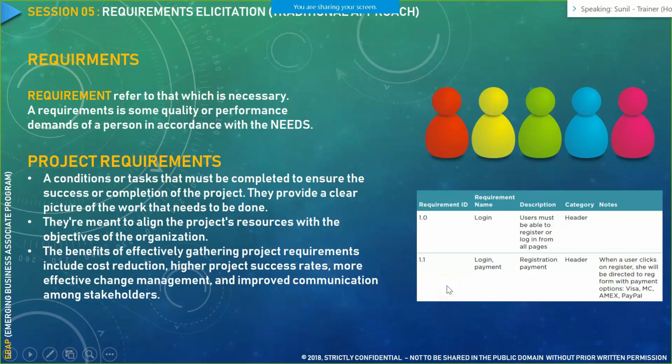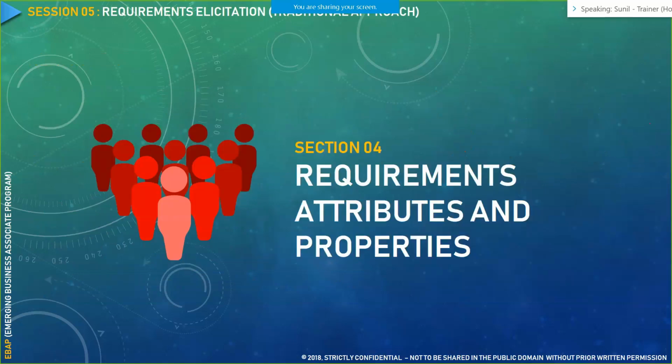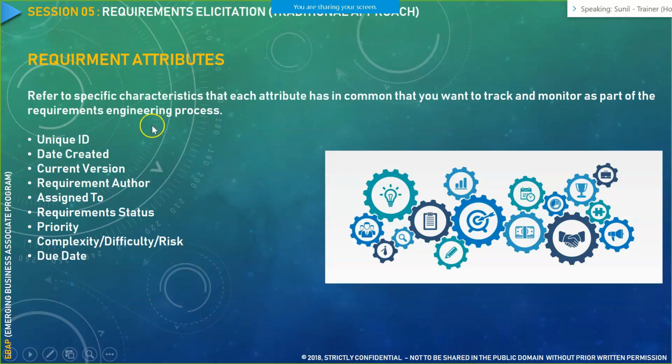Now how do you go about identifying what to put in what fashion? For that we have requirement attributes and requirement properties. Now what are requirement attributes? Requirement attributes are specific characteristics that each requirement has in common. Like every requirement would be having a unique ID, on what date that requirement was created, what is the current version of the requirement, who is the author of the requirement, who this requirement is assigned to, what is the status of the requirement, or the priority, complexity, difficulty or due date. Anything which is generic to all the requirements would be termed as requirement attributes.